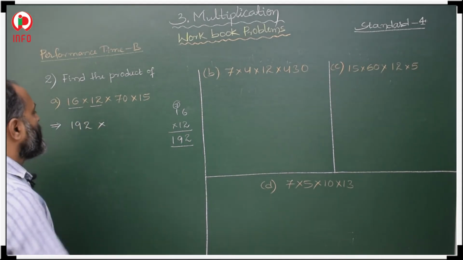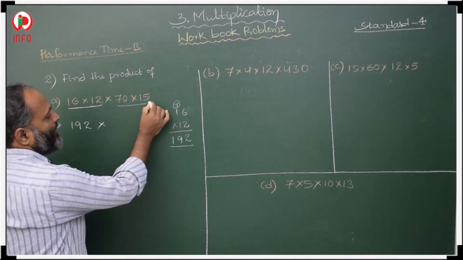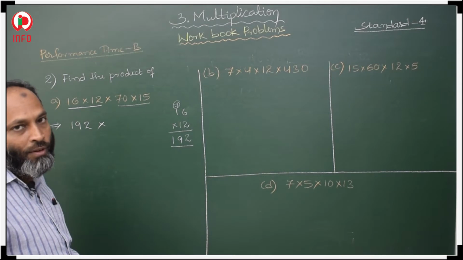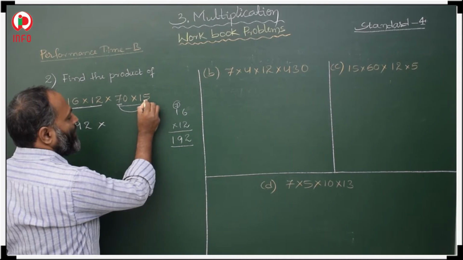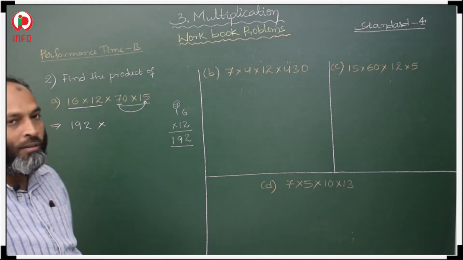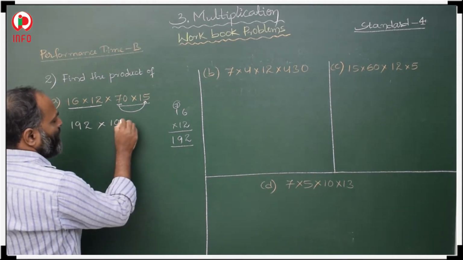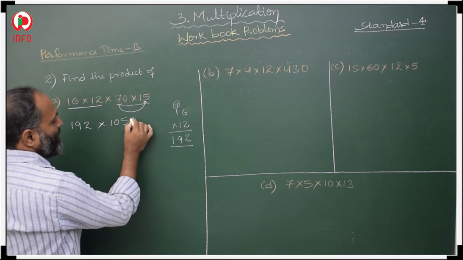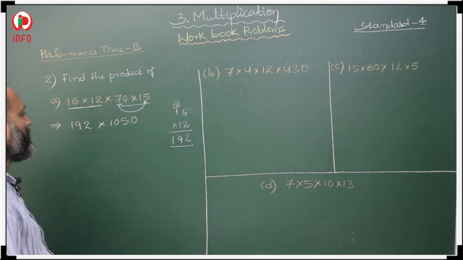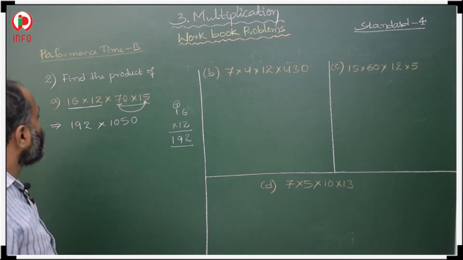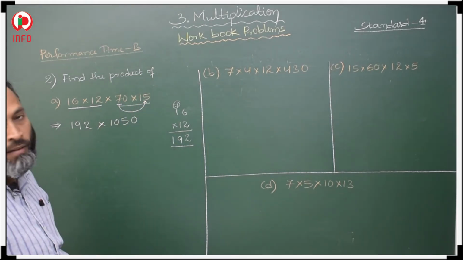So these two are over. Now we have to find the product of the other two, 70 into 15. How to multiply? Just take 7 with 15. 15 7s are 105. Now this 0 is there, so we keep that 0 as it is. So 16 with 12 is 192, and 70 with 15 is 1050.